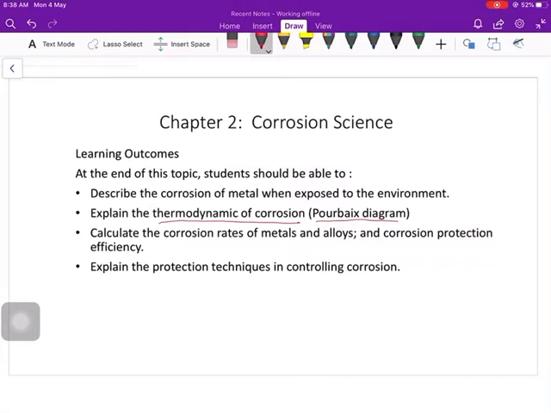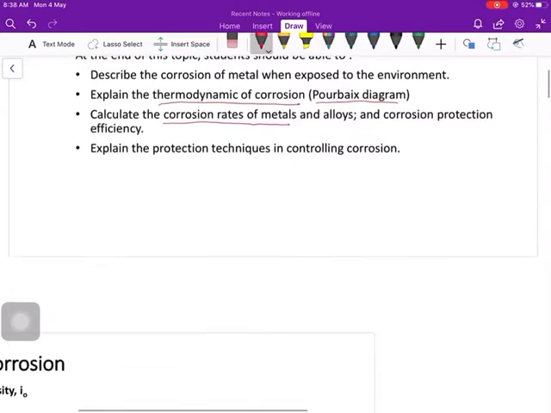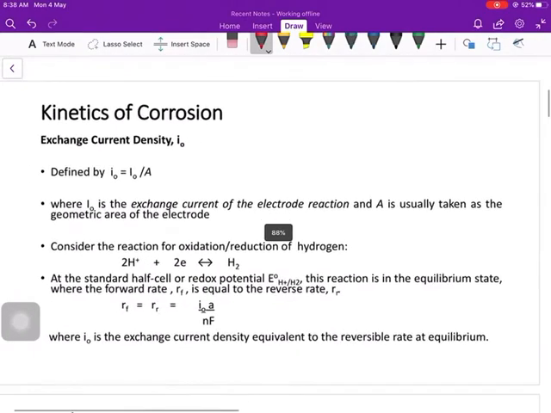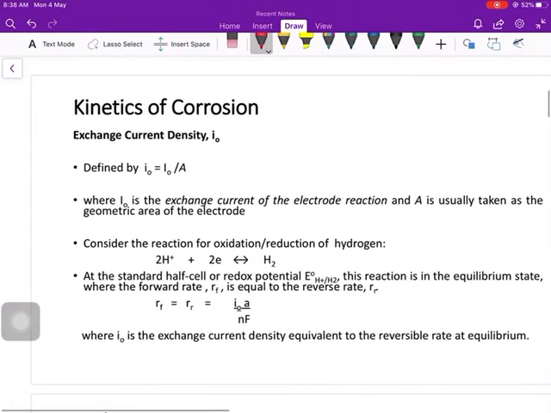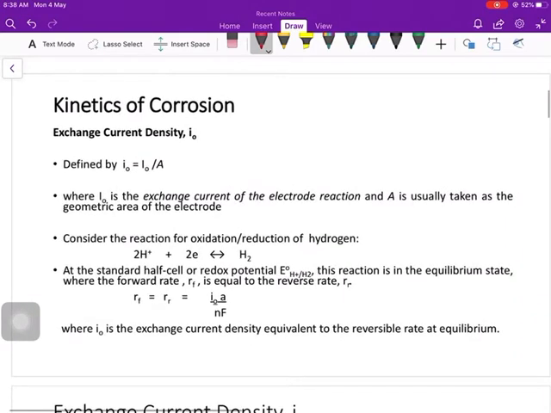So in this lecture, I'm going to talk about the second learning outcome, which is about the kinetics, the corrosion rate, to determine the corrosion of metal and alloys. Okay, so first of all, about kinetics of corrosion, there is one parameter you must know, which is i naught.